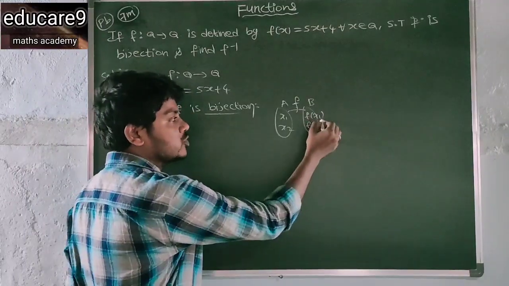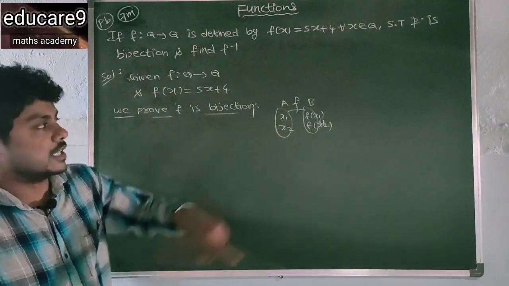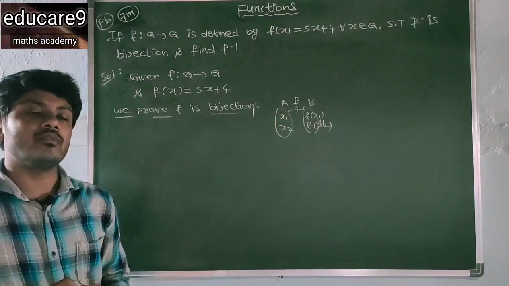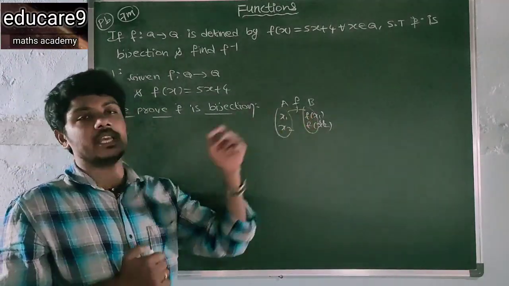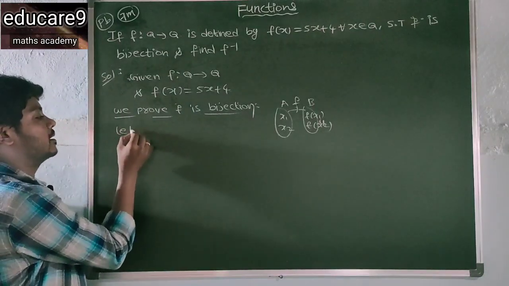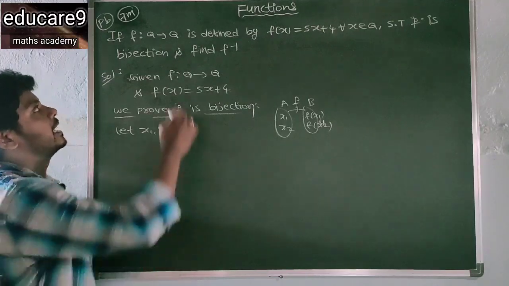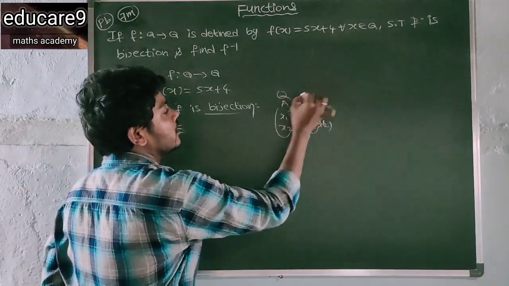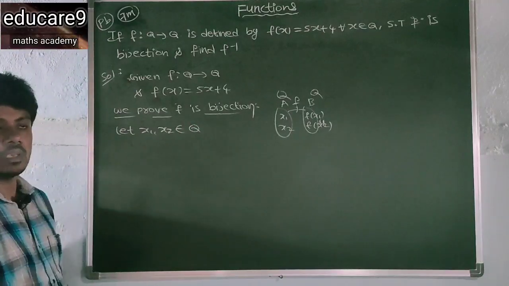So consider these two are equal, then you prove x1 equal to x2. So in this case, f is one-one. First we have to consider f of x1 equal to f of x2. So let x1, x2 belong to A, but here A is Q. So here Q, here Q, so they belong to Q.